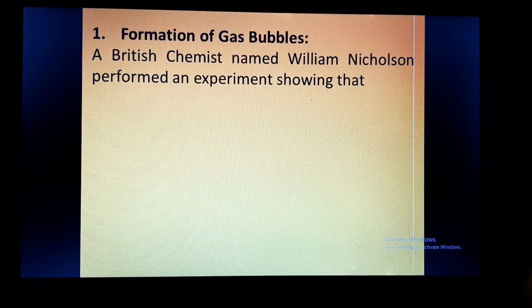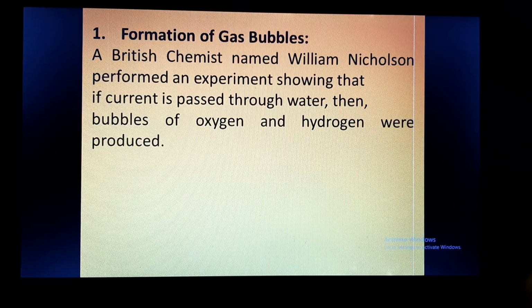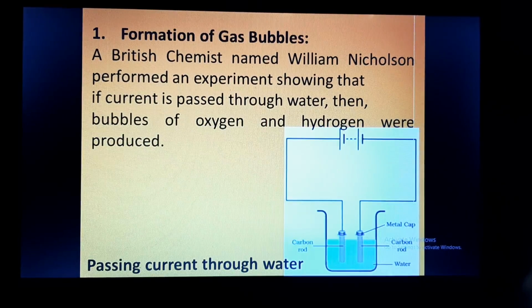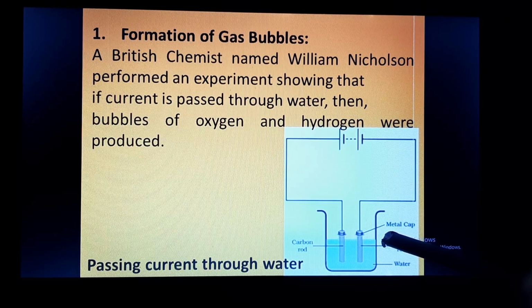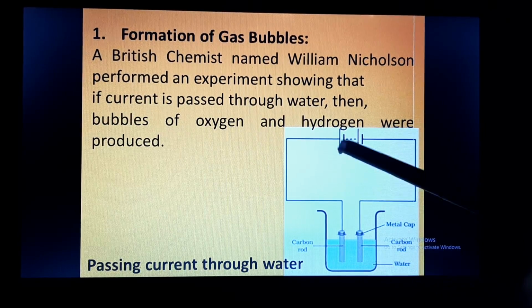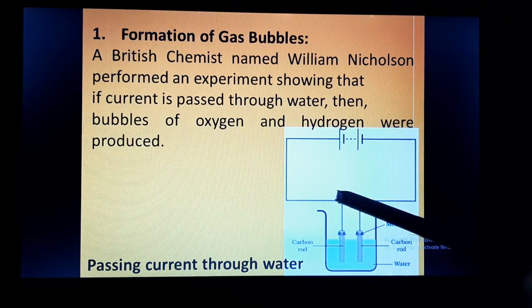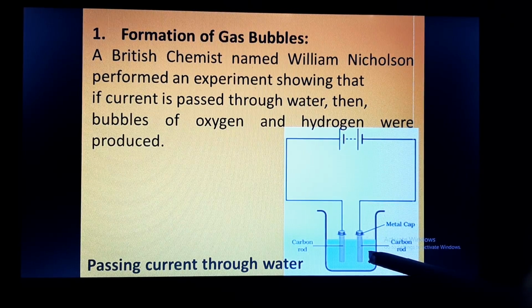A British chemist, William Nicholson, performed an experiment which shows that if a current is passed through water, then bubbles of oxygen and hydrogen are produced. Here you can see the electrochemical cell. This is the conducting liquid. Electrodes are there. This is the positive terminal, that means this is the anode, and this is the negative terminal, that means this is the cathode.